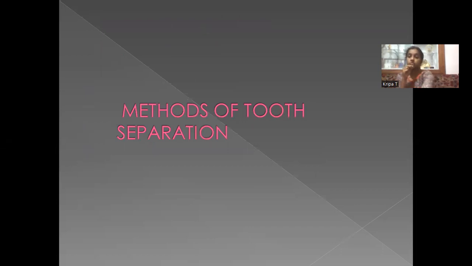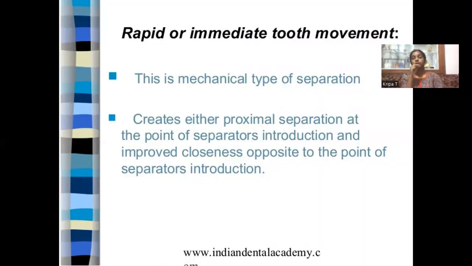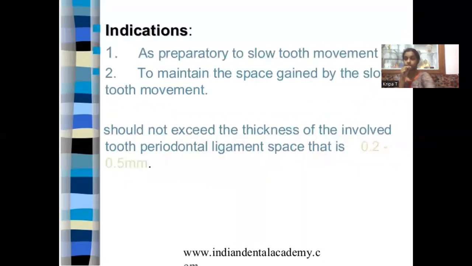So what are the methods of tooth separation? You have rapid or immediate tooth movement, and slow or delayed tooth movement. Rapid or immediate tooth movement is achieved through the mechanical type of separation, which creates proximal separation at the point where the separator is introduced and improved closeness opposite to it. So rapid separation is usually a preparatory phase to slow tooth movement, and also to maintain the space which is gained through slow tooth movement.